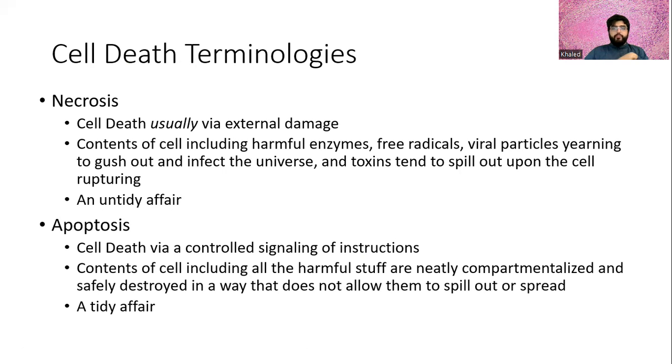I did some patho review in here as well, pathophysiology review. Necrosis is usually going to be external damage, and it's very untidy. It's going to have free radicals and toxins and everything. It's usually an untidy affair. And you have apoptosis, which tends to be a more controlled cell death. Right now they're discovering subtypes of apoptosis, and some are even an intermediate between apoptosis and necrosis. That's really beyond what we're going to talk about today. But just generally know apoptosis tends to be a more tidy affair.